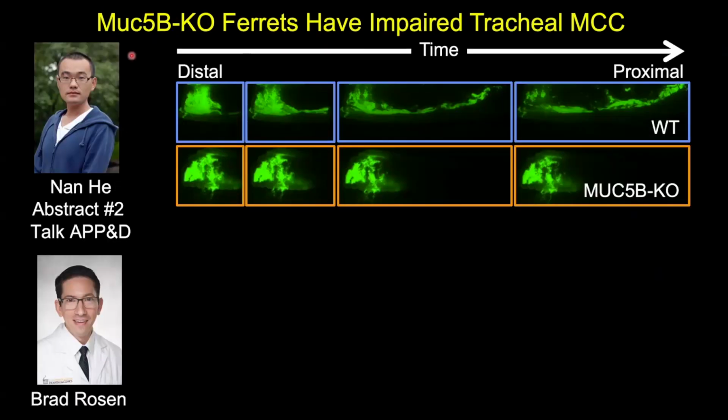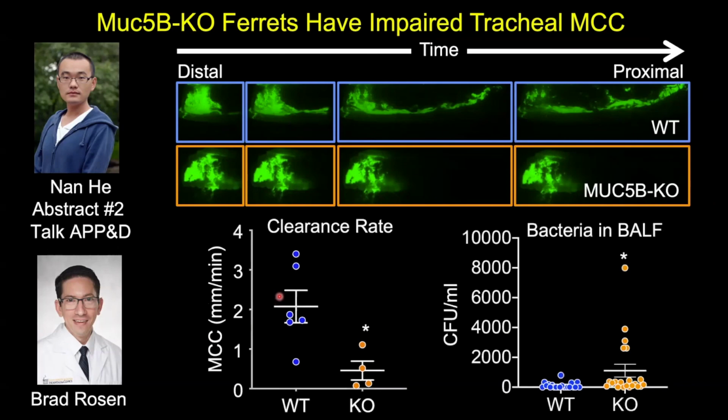So to address the importance of MUC5B in mucociliary clearance, Nan He and Brad Rosen worked to characterize MUC5B knockout ferrets, and clearly there is impaired mucociliary clearance in MUC5B knockout ferrets, here shown by tracheal en-face imaging with a fluorescent probe, as compared to wild-type animals, and this is quantified as a rate. One sees a significant reduction in clearance rate. And also these animals had higher bacterial CFU within the bronchoalveolar lavage fluid.